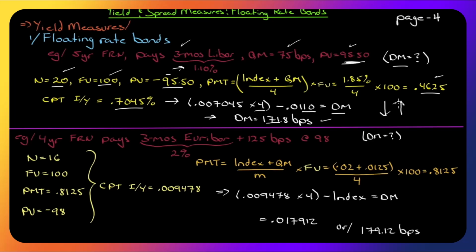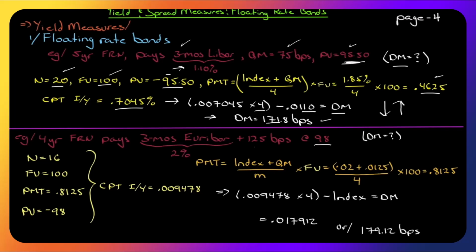Let's look at our next one. What's our setup? We got a 4-year FRN paying 3-month Euribor. It's not LIBOR, Euribor. It's still an interbank rate. It's just the same thing. It's an index, just a different index. That's all. So we shouldn't be thrown by that. It's just our reference rate. It's 3-month Euribor, so I know it's a quarterly bond. It's set at 2% plus 125 basis points, and we observe the price at 98. What is the discount margin?